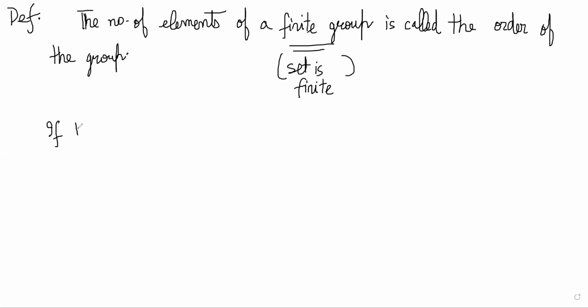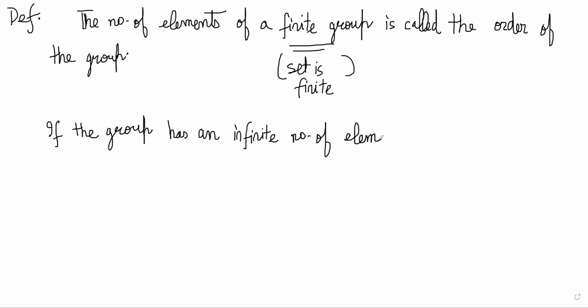If the group has an infinite number of elements, it is said to have infinite order.